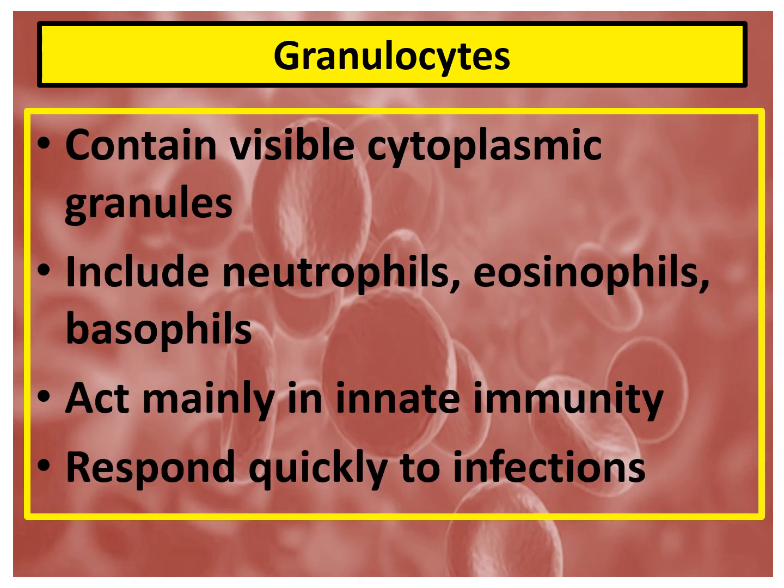The granulocytes contain visible cytoplasmic granules, that is, they include neutrophils, eosinophils, and basophils. So these granulocytes contain clear cytoplasmic granules in their cells. The cells which fall under this classification are neutrophils, eosinophils and basophils. And they act mainly in innate immunity.